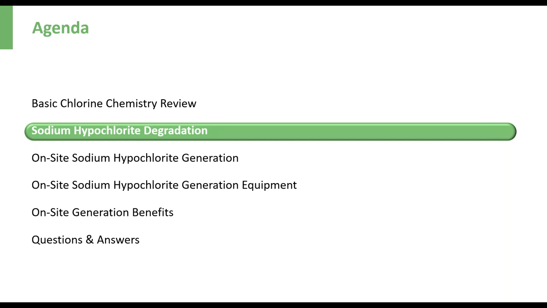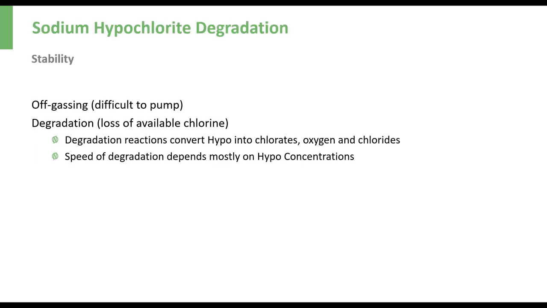This is your commercially bought, high strength, household bleach or even on-site generation bleach. Let's talk about the sodium hypochlorite, the degradation of it. So when you're looking at degradation, the thing you have to worry about is primarily the stability of your chemical.